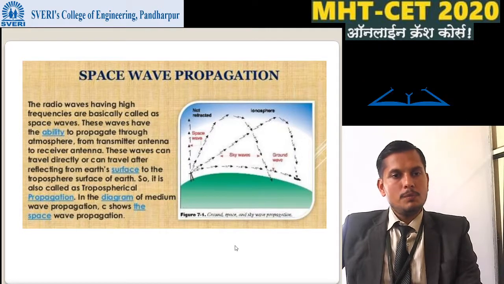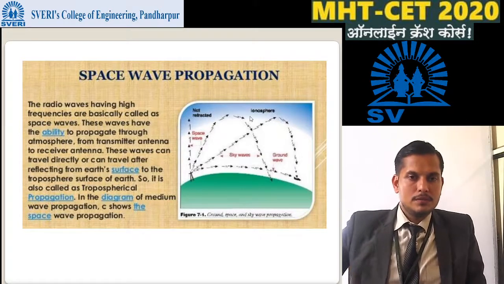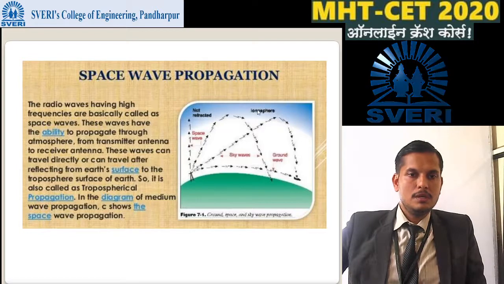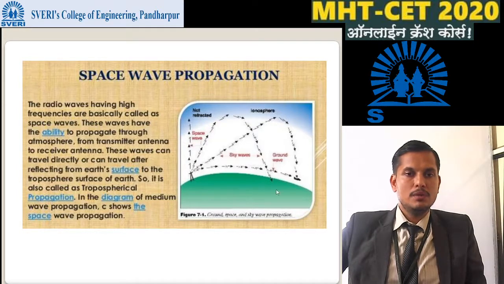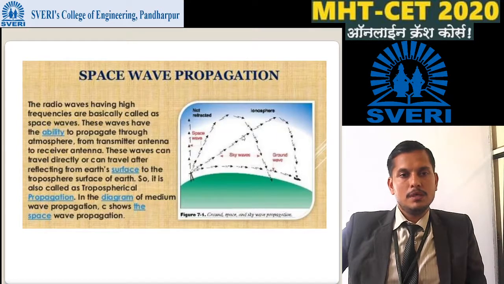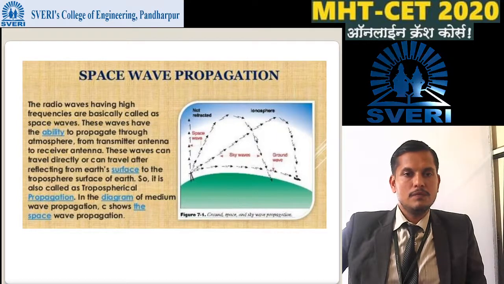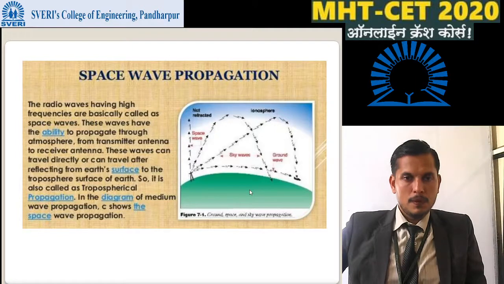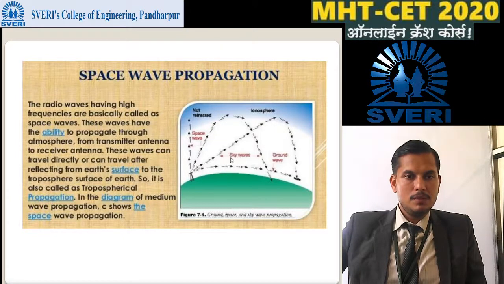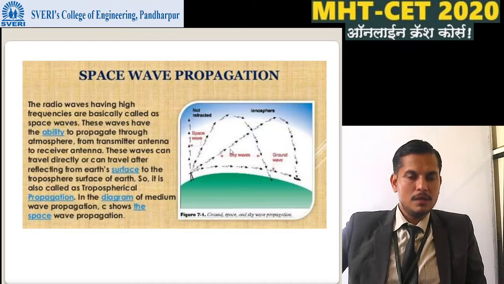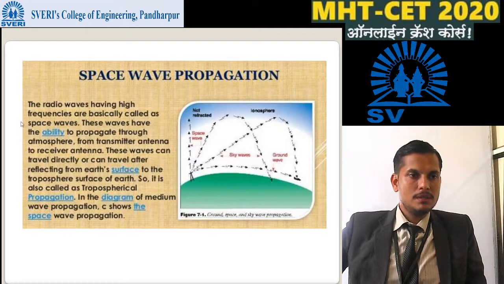So in space wave propagation, as we have discussed, the ionosphere is there, and when we send these signals, there are sky waves and ground waves, where the signals get reflected using the ionosphere. If we consider the earth and the ionosphere, the cavity between these two acts as a waveguide, and through it we pass the signals.